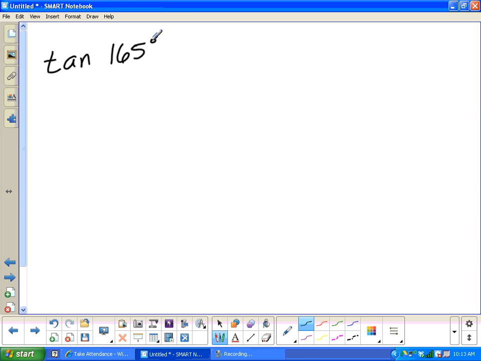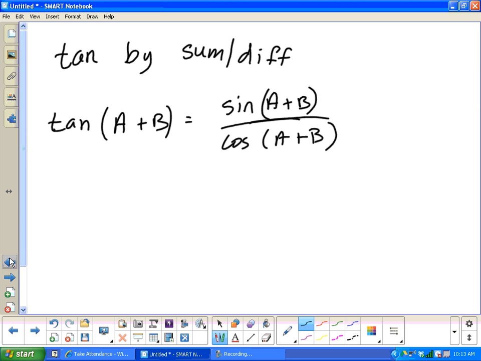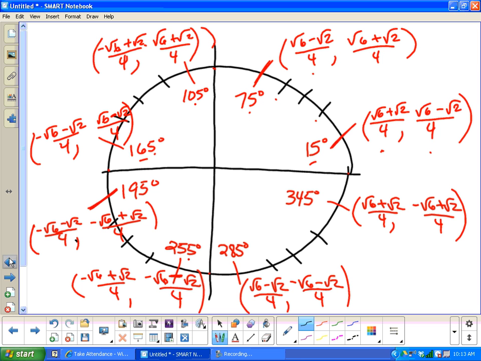Okay, so now, do y'all want to do this? We need to find the sine of 165 divided by the cosine of 165. Do y'all want to use a sum and difference formula to get the sine and cosine, or do y'all want to kind of cheat and get them off of here?